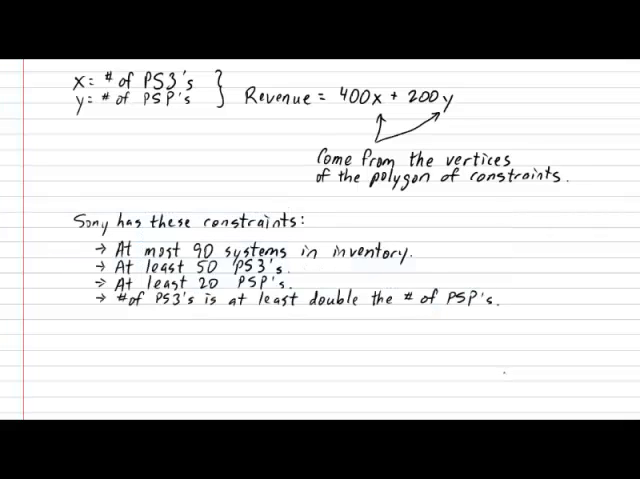It could be that Sony requires that they have at most 90 systems in inventory. They may also require that they have at least 50 PlayStation 3s. The third constraint that you notice might be that Sony needs at least 20 PlayStation Portables. And the final constraint, which you may notice, could involve that the PlayStation 3s must be at least double the number of PlayStation Portables. With these constraints in front of you, you can easily form a system of inequalities which will lead you to determining the polygon of constraints.